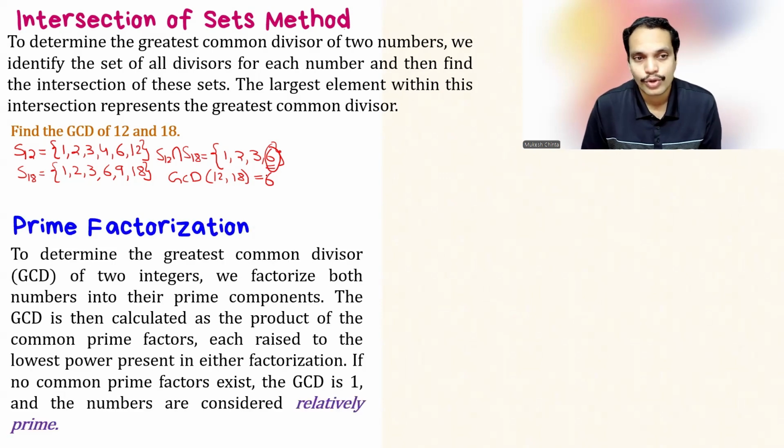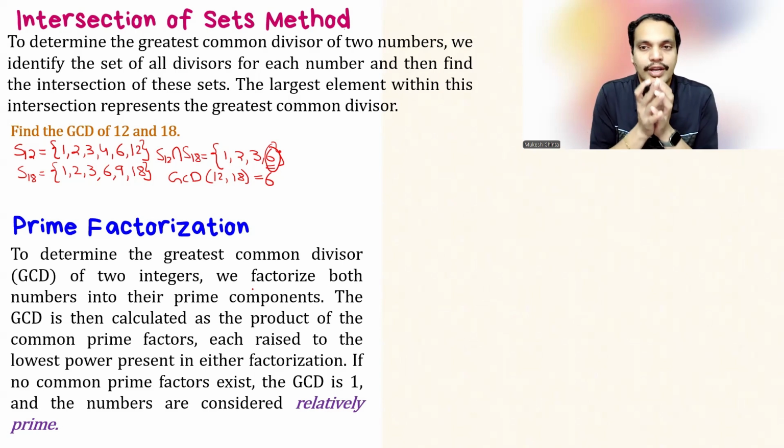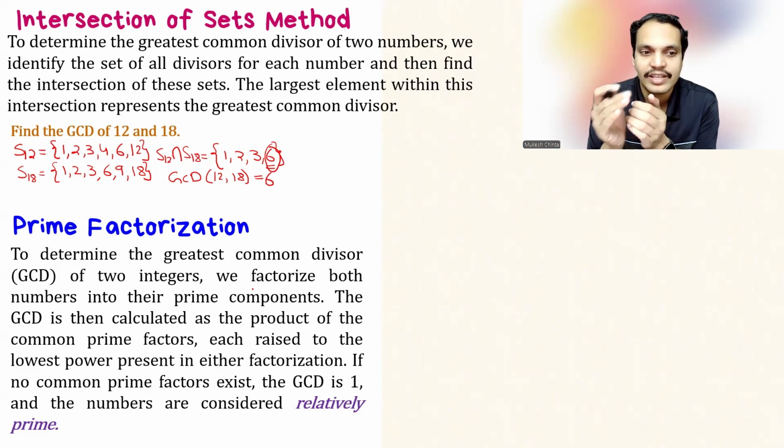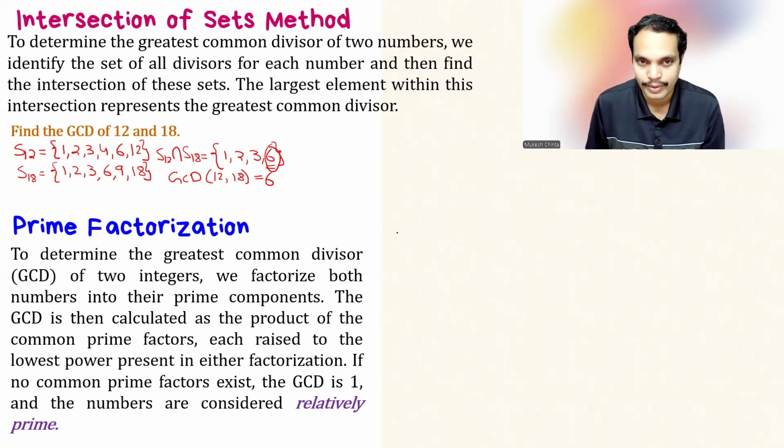Okay, then let me show you the prime factorization method also. To determine the greatest common divisor, GCD of two numbers, we factorize both numbers into their prime components. That means each number is divided into its prime components. The GCD is then calculated as the product of the common prime factors, each raised to the lowest power present in either factorization. Once again, I will explain it with a simple example.